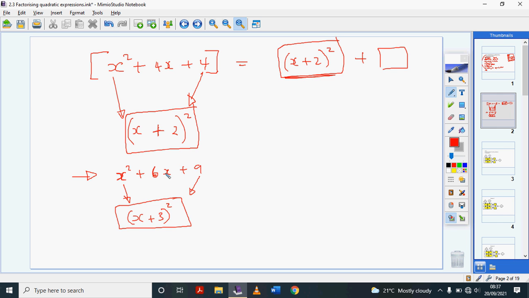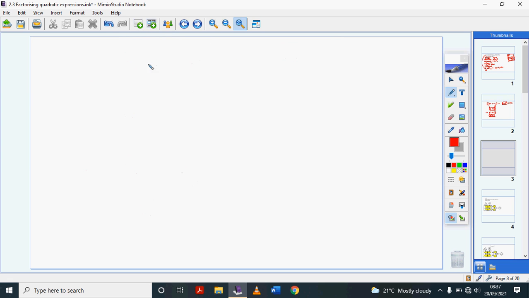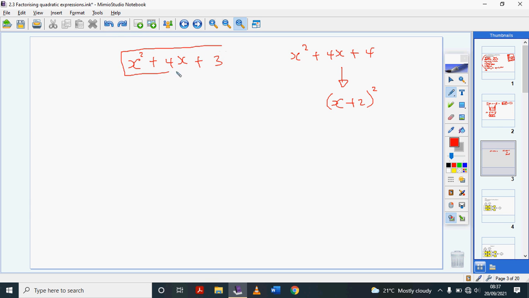Now the question is, what if it's not a perfect square? What if it's something like x squared plus 4x plus 3? Remember, the previous one was x squared plus 4x plus 4, and that one became (x plus 2) squared. Now this is not a 4, so I cannot just take the square root, because that square root is not a whole number. So actually this whole expression is not a perfect square, so I cannot use a special product to factorize it.